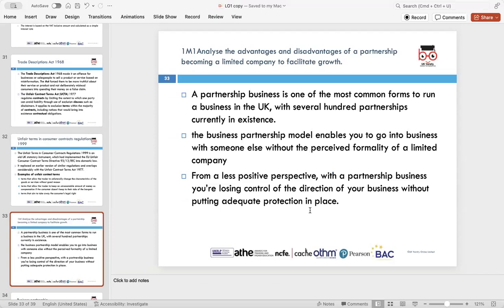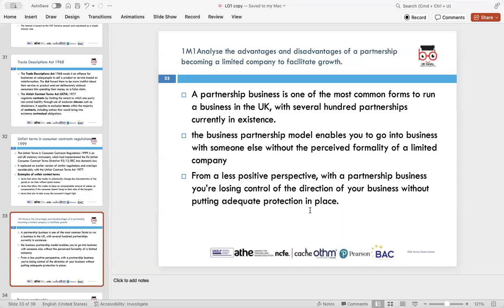Analyse the advantages and disadvantages of a partnership becoming a limited company to facilitate growth. In the United Kingdom, a partnership firm is considered to be one of the most prevalent choices for conducting commercial operations. There are currently several hundred partnerships in operation. By utilizing the partnership business model, it is possible to enter into a business relationship with another individual without the perceived formality that is associated with a limited company.